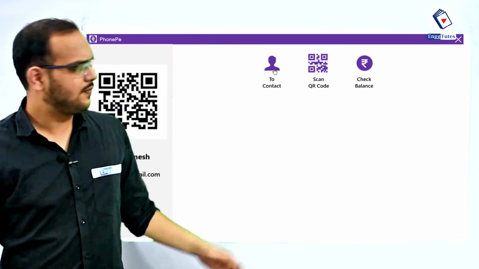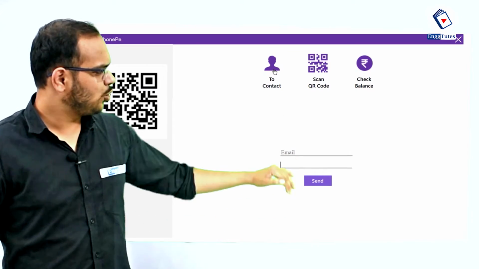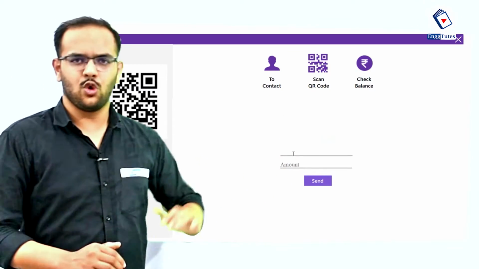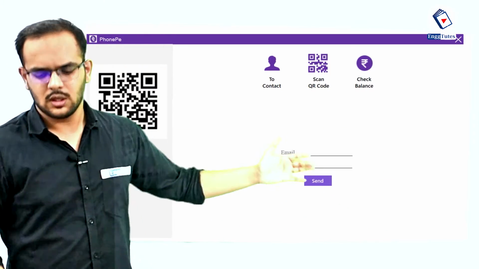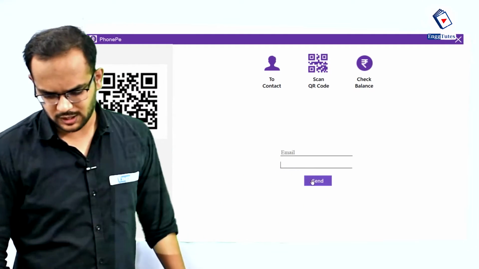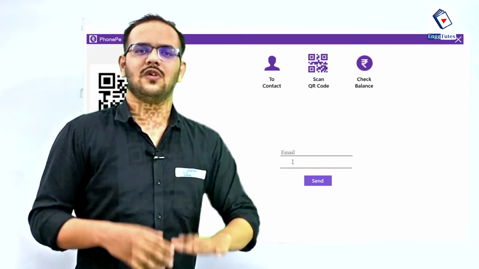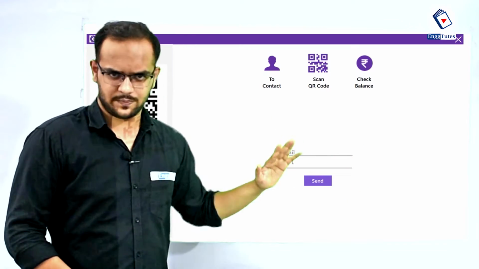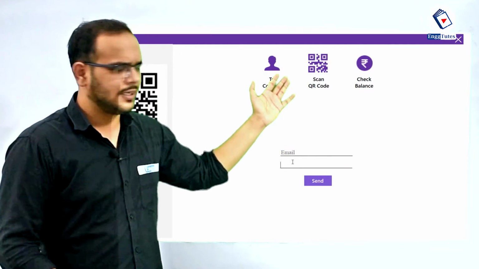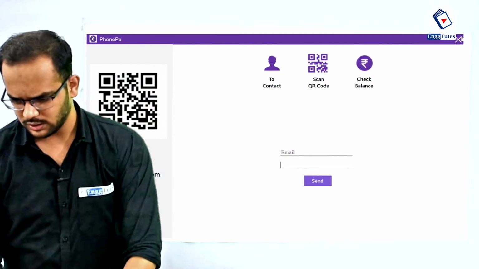So now see, if I click on the contact, I get two options. That is the email to whom I need to send the money and the amount that I am going to send. And after clicking the send button, this particular amount will be deducted from my account and will be added to that email's account. Okay, so this is the first thing. Let's see the code for this.